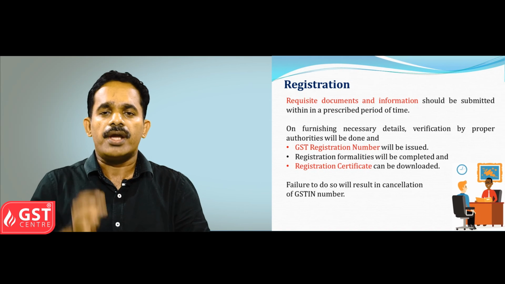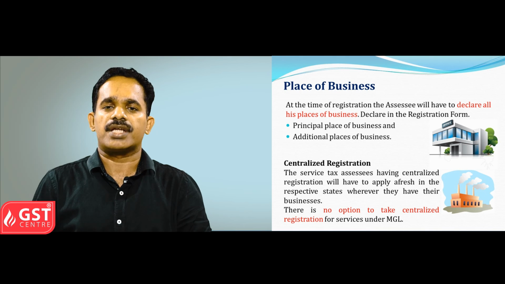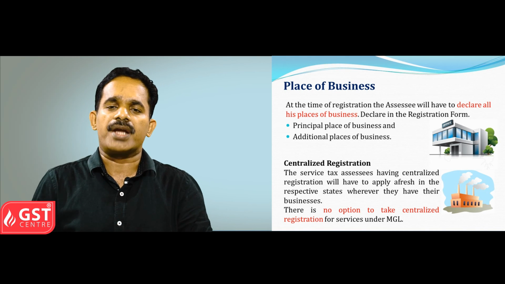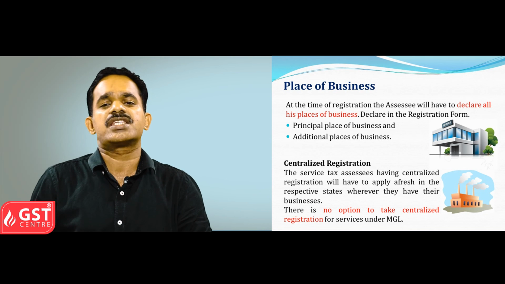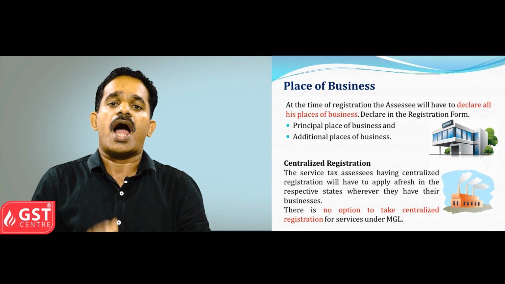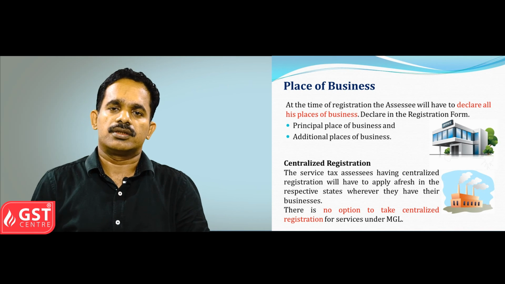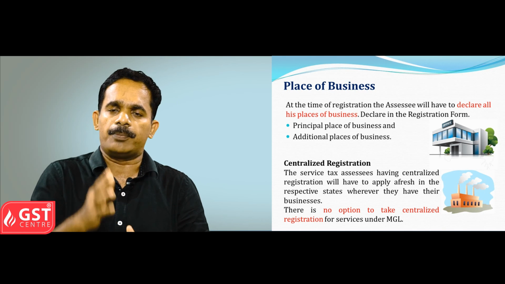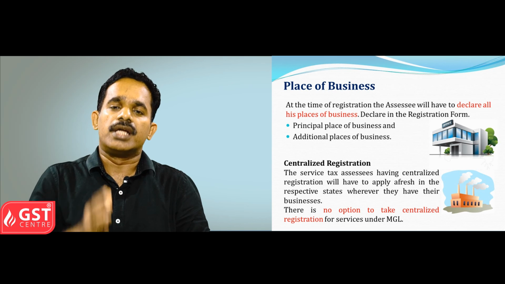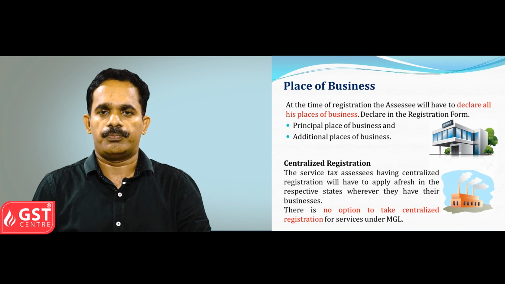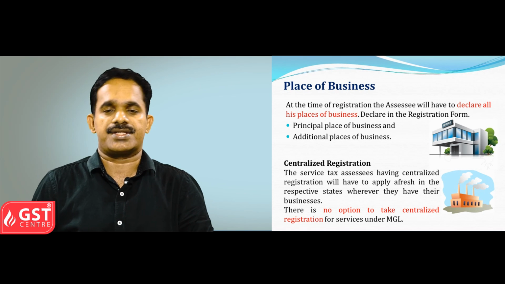automatically. When the existing registrants are enrolling themselves in the GST network, they have to mention all business places. It includes the principal place of business and additional places of business in the state. These places should be declared in the registration form. Service tax assessees may have a centralized registration.